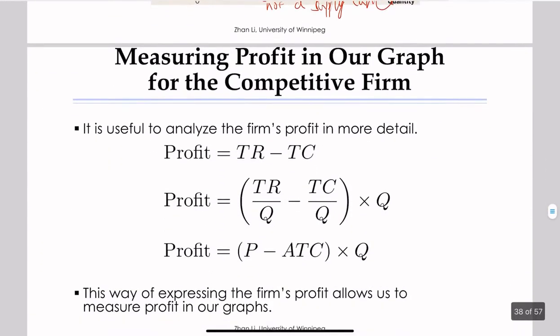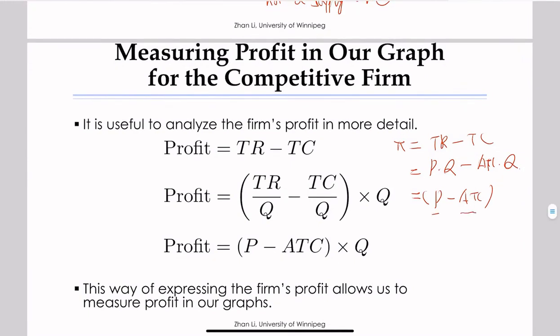Okay, now let's talk about calculating the firm's profit. Obviously, we have learned about this, right? We know that profit equals total revenue minus total cost. But you can see that we could manipulate this formula. Total revenue equals P times Q. Total cost equals average total cost times Q. And then we can combine P and ATC, right?